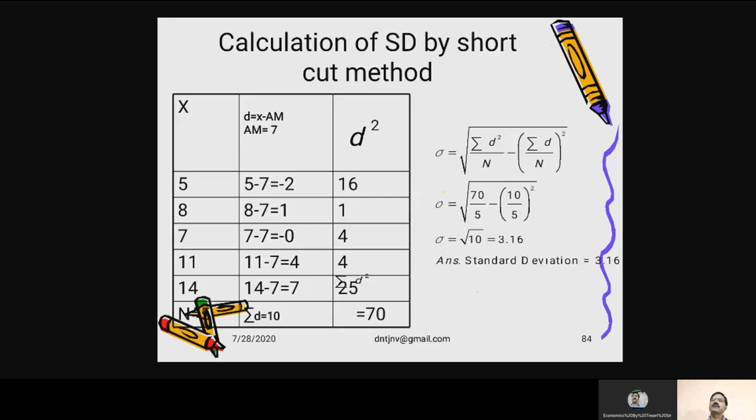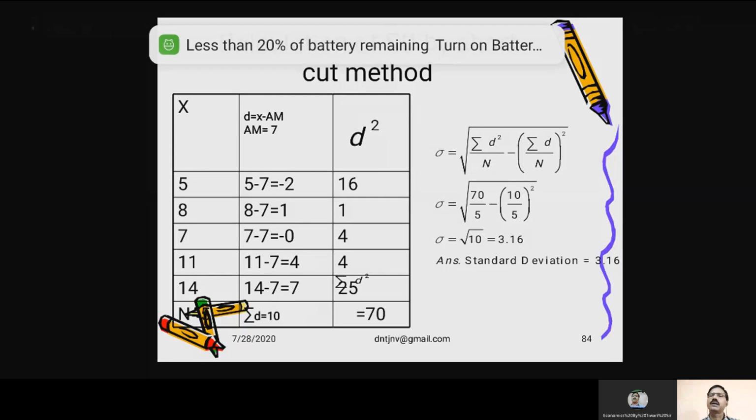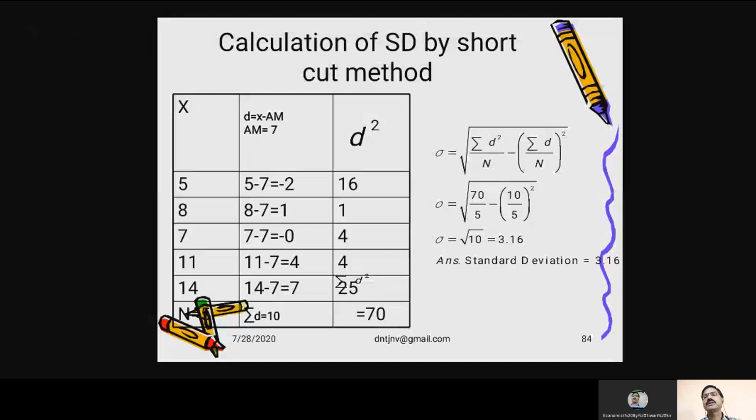The shortcut method can also be applied. Here you have to find out the assumed mean. d is equal to x minus AM. If you take 7 as the assumed mean: 5 minus 7, 8 minus 7, 7 minus 7, 11 minus 7, 14 minus 7. So sigma d is the sum of these. Square it out, you will get d square. Then we can find out sigma d square simply. The sum of d square is 70.